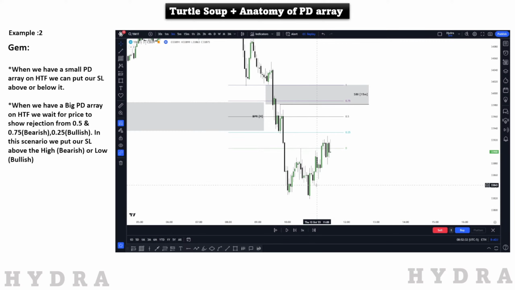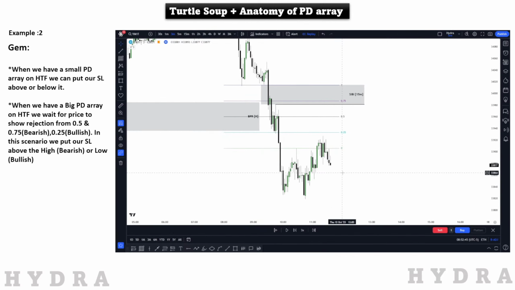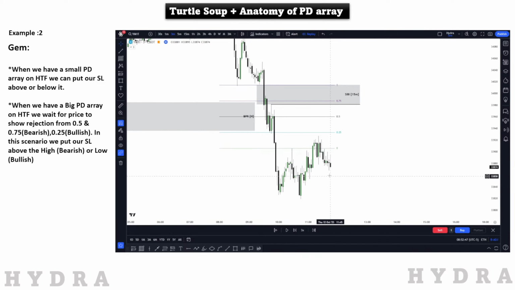And as you guys can see, price is constantly generating trendline liquidity, and that's what gives us confidence, that's what gives us confirmation that price will go lower from these levels. Okay, and as you guys can see, price showed a good reaction from the low of this fair value gap, but we are not executing here. Why? Because this PDA is big on higher time frame.